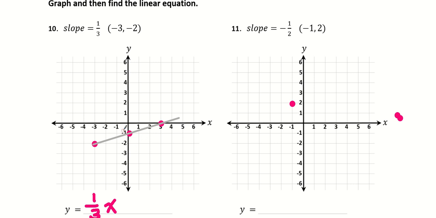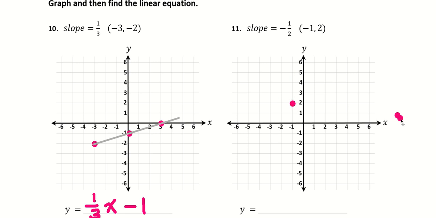We've got to look at the line. Remember, b represents the y-intercept. Where is my line crossing the y-axis? Right here at -1. Guess what? It's done. That's it. So this equation is y equals 1/3 x minus 1, because m and b are what they are.